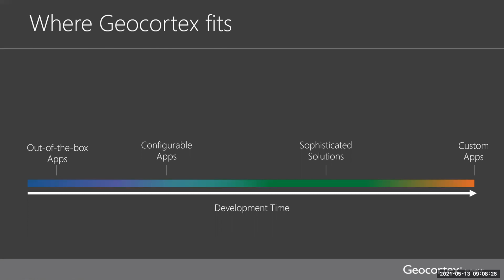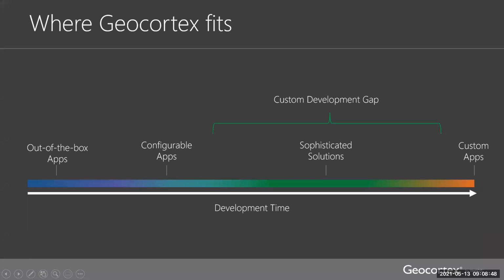So when we look at where we fit, this is how we look at the spectrum of application development. On the far left, you're going to have some out-of-the-box tools and apps, so think Collector and Survey123. Then you get into configurable apps: Web AppBuilder would be in there, solution templates, that kind of stuff. But typically, if you want to do more sophisticated stuff, like we talked about, it's custom apps.